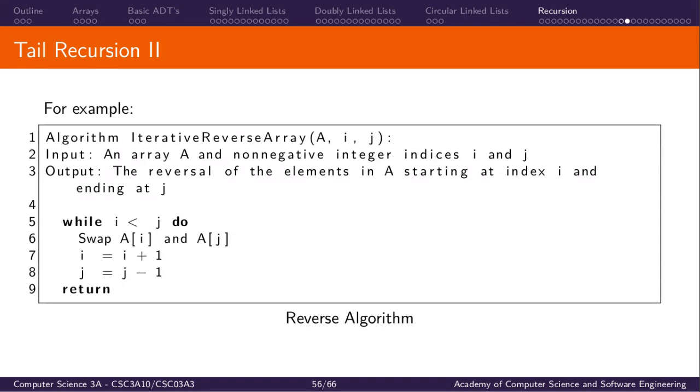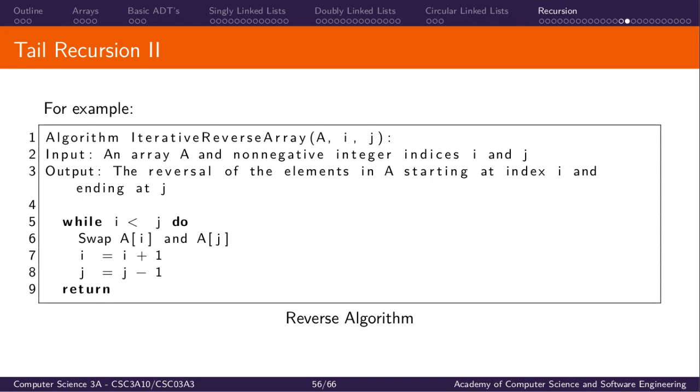So let's look at an example of that. We replace what we had there, where we were recursively calling it with i plus 1 and j minus 1. Instead, we do that incrementing and decrementing within a loop, and we have the swapping happening iteratively as those values of i and j change.